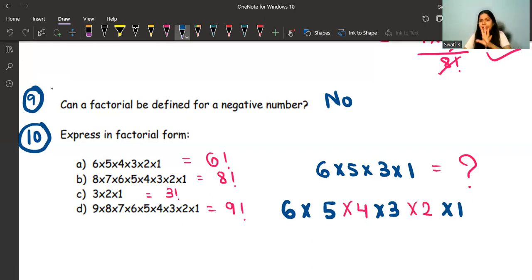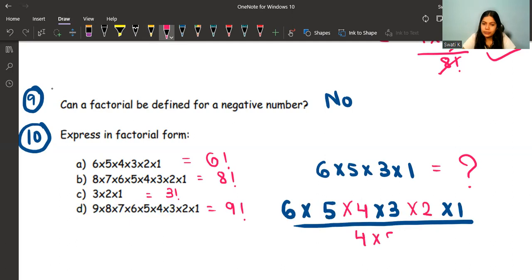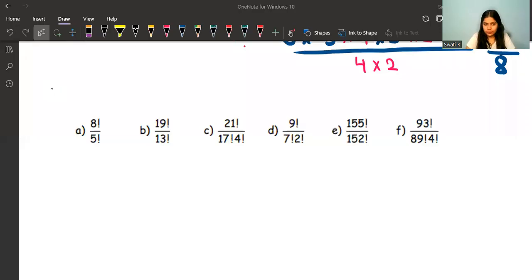Now, I have multiplied here something extra, like 4 and 2. To compensate that, I need to do something here. I need to divide by the same number. So whatever extra I have multiplied, I'll divide. So 4 and 2, right? Now, in the numerator, you can see that it is now 6 into 5 into 4 into 3 into 2 into 1. So that is actually 6 factorial, and upon 4 times 2 is 8. So the answer is 6 factorial divided by 8. This is how you can solve such type of questions. Let's move to the next question.